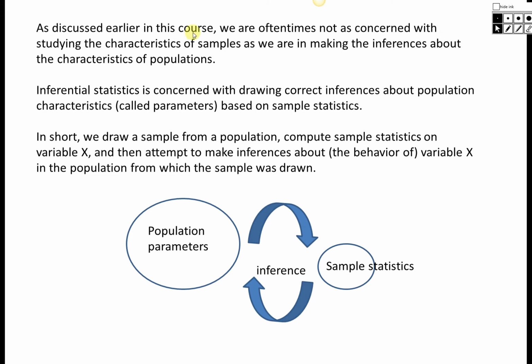As discussed earlier in this course, we are oftentimes not as concerned with studying the characteristics of samples as we are in making inferences about the characteristics of populations. Inferential statistics is concerned with drawing correct inferences about population characteristics, called parameters, based on sample statistics. In short, we draw a sample from a population, compute sample statistics on our variable, and then attempt to make inferences about the behavior of our variable in the population from which the sample is drawn.